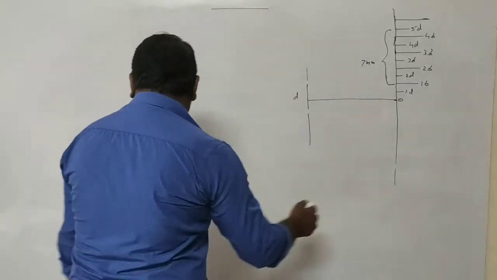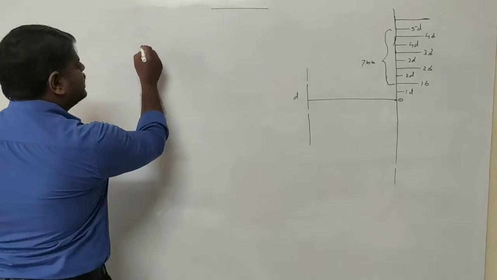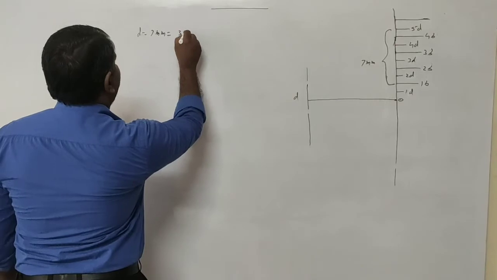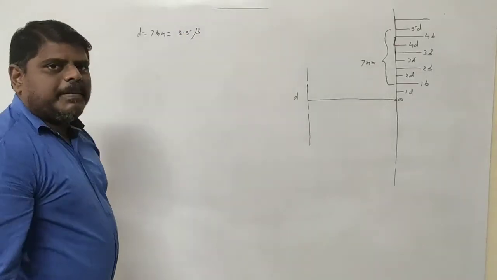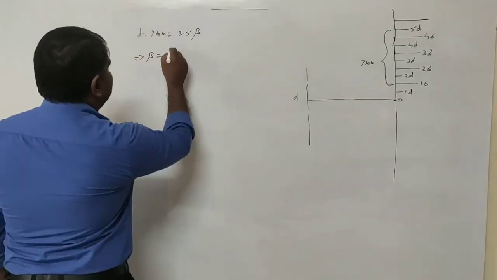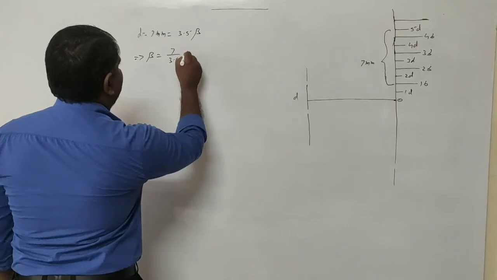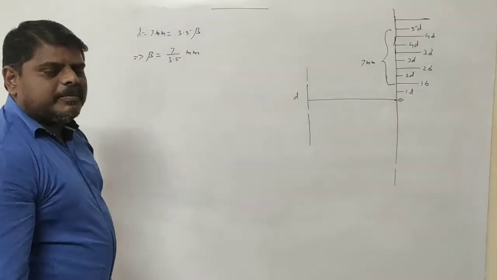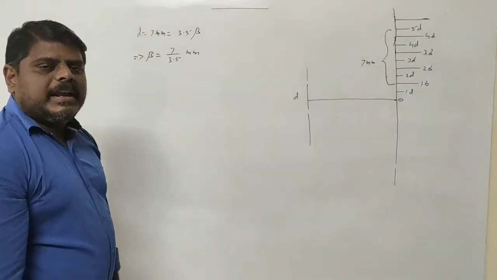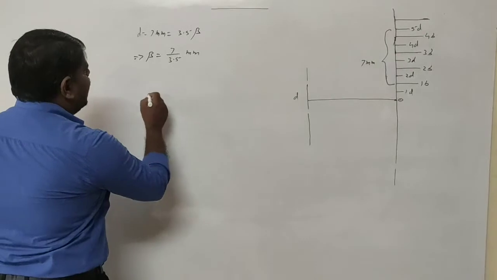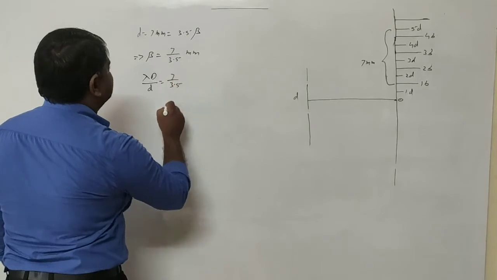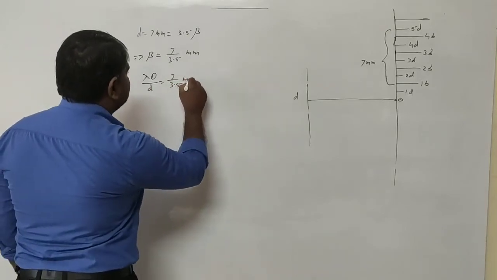So we can write the total distance D equals 7 millimeters, which equals 3.5 into beta. That implies beta is equal to 7 by 3.5 millimeters. But beta can also be written as lambda into capital D by small d. So lambda into capital D by small d is equal to 7 by 3.5, in millimeters.